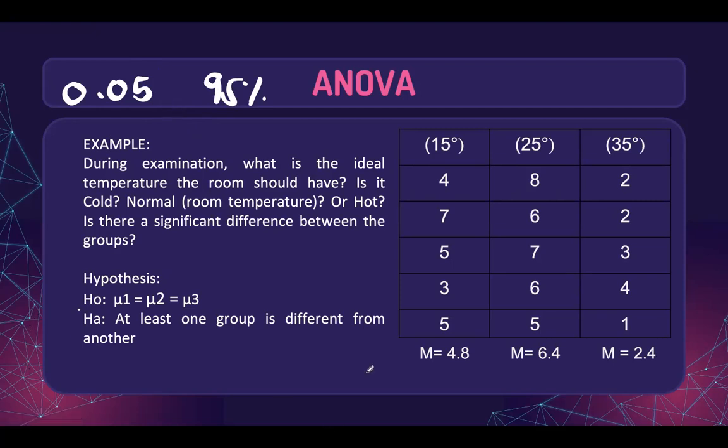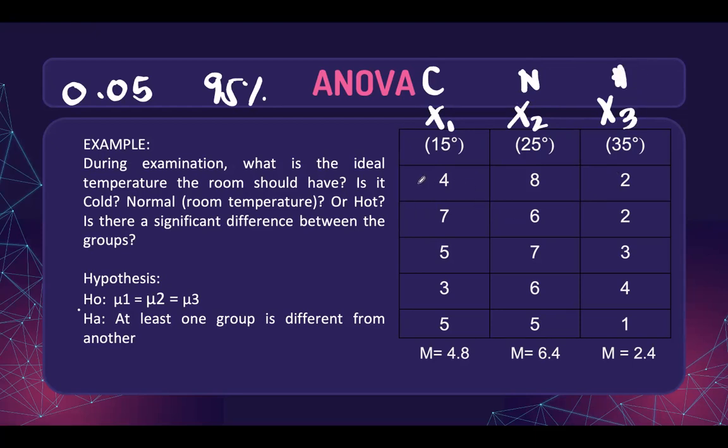So for example, yung ating cold temperature is 15 degrees Celsius. Yan ang ating unang variable. Yung ating normal temperature or the room temperature, 25 degrees Celsius. And then, ang ating pangatlong variable is 35 degrees Celsius o yung hot. So ito yung cold, ito yung normal temperature or the room temperature, ito yung hot.